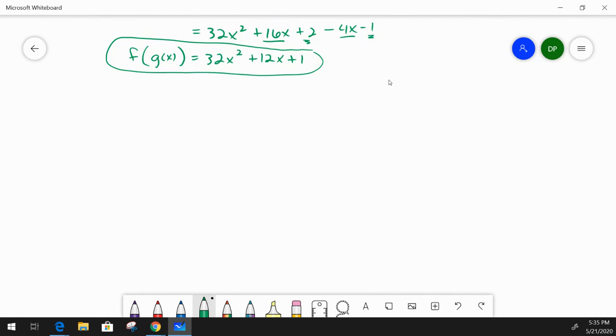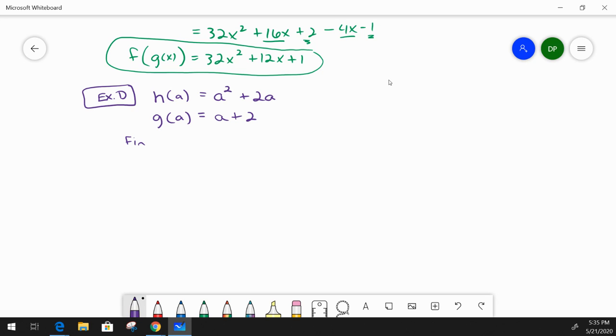All right, so I'm going to call this example D. h of a equals a squared plus 2a. g of a equals a plus 2. And you are to find h of g of 4a.